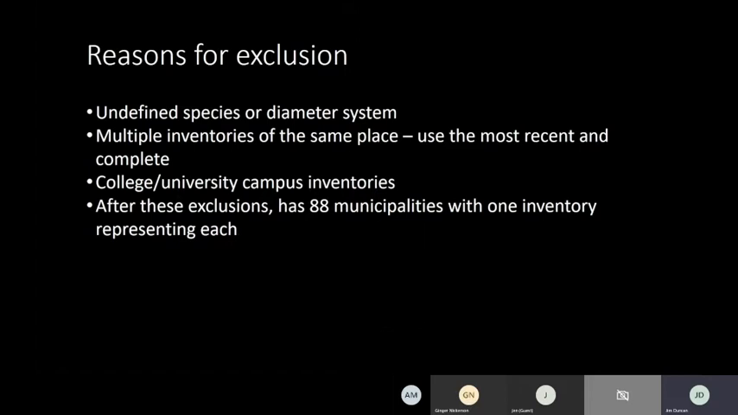So if someone just had a campus inventory, we probably would not include it unless the campus basically was the municipality. We couldn't use most of those college, university campus inventories because in most cases, the municipality also had an inventory, so we just used that one. So after dealing with all these exclusions and trying to figure out as much as we could about the data that we were given, we had about 88 municipalities that had one good representative inventory for that city or town.